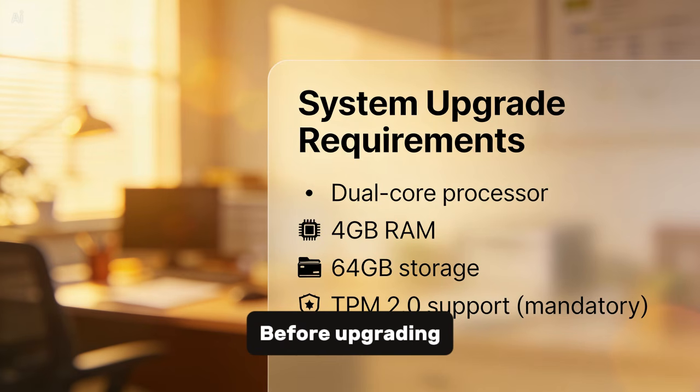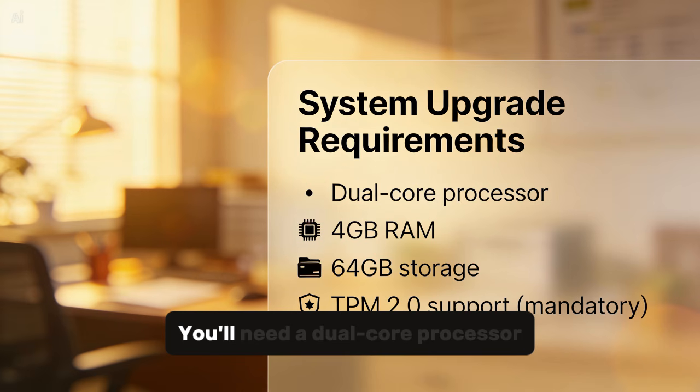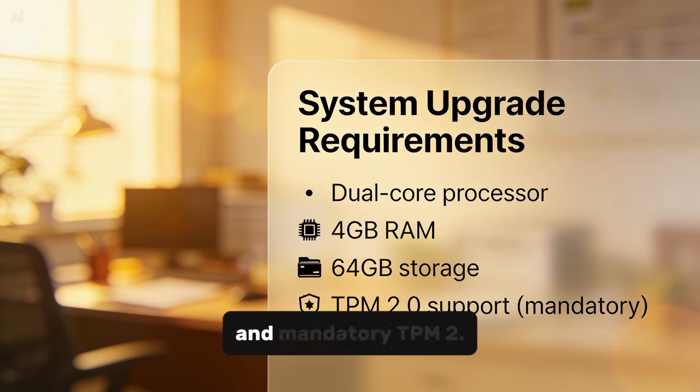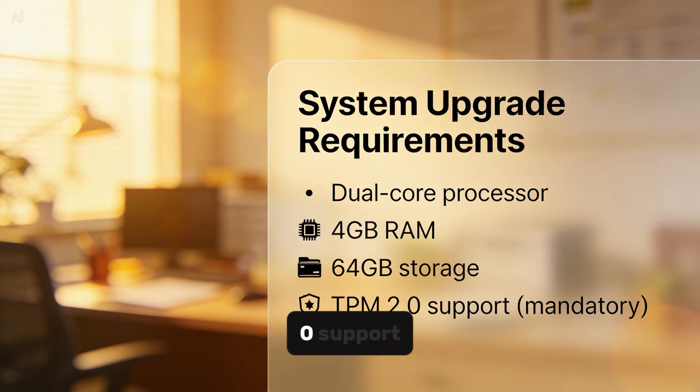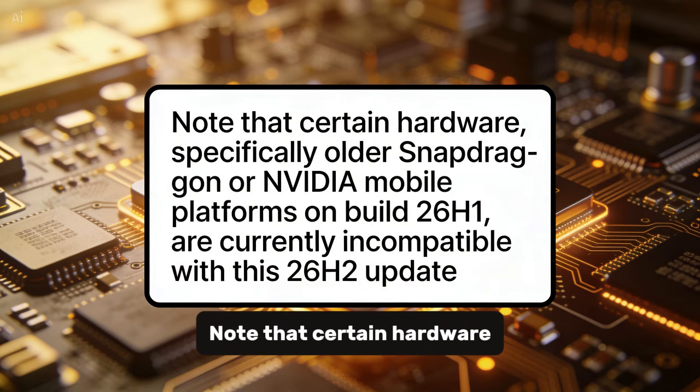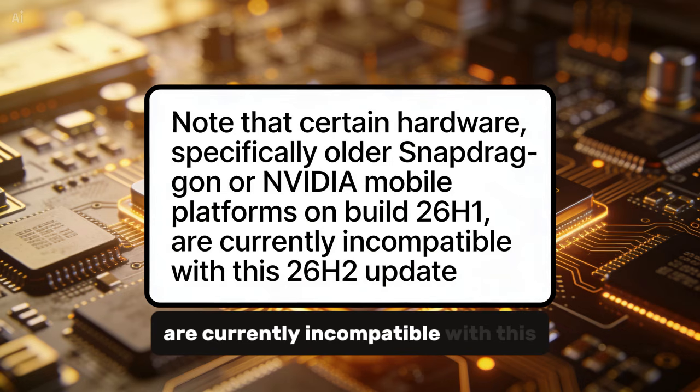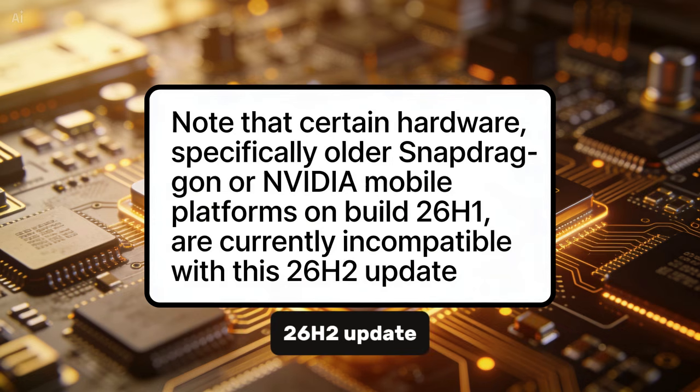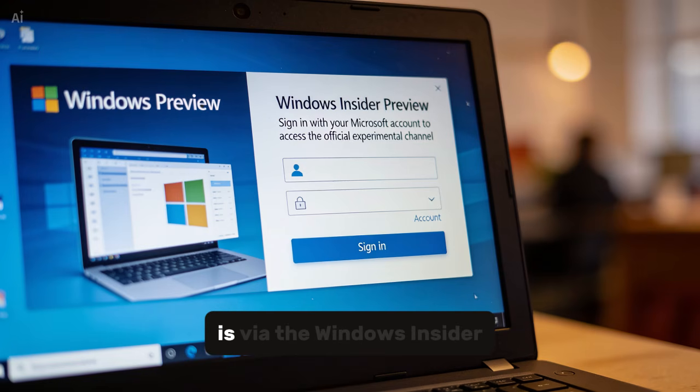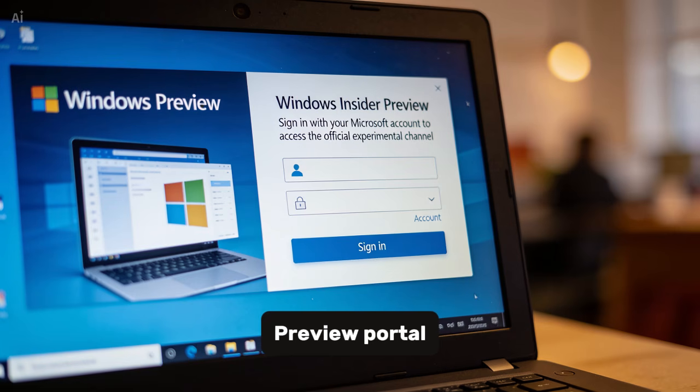Before upgrading, check your requirements. You'll need a dual-core processor, 4 GB of RAM, 64 GB of storage, and mandatory TPM 2.0 support. Note that certain hardware, specifically older Snapdragon or NVIDIA mobile platforms on build 26H1, are currently incompatible with this 26H2 update. The first safe method is via the Windows Insider Preview portal.